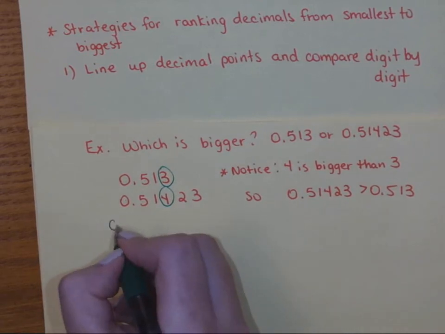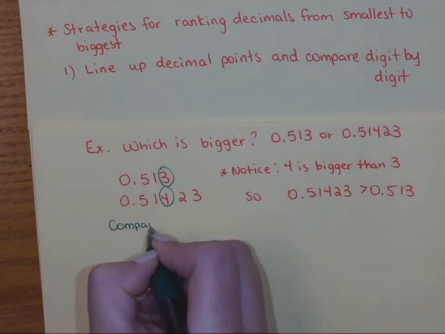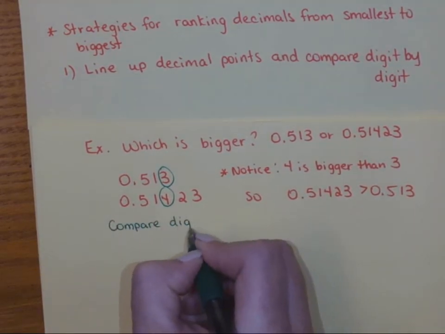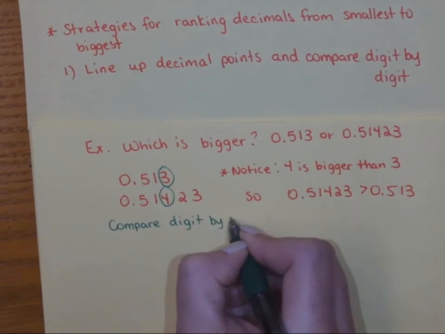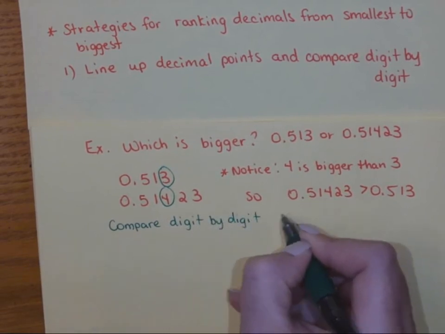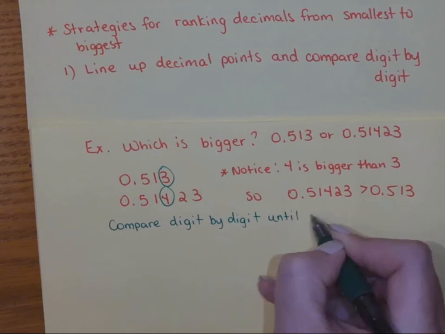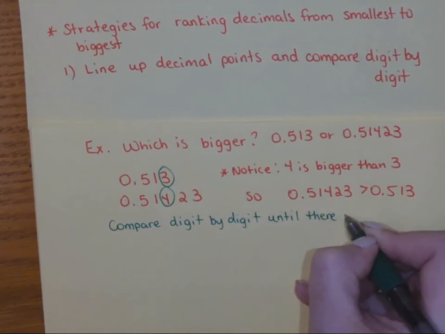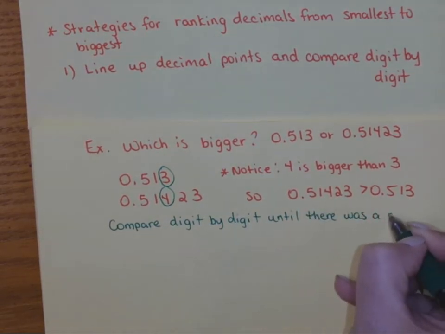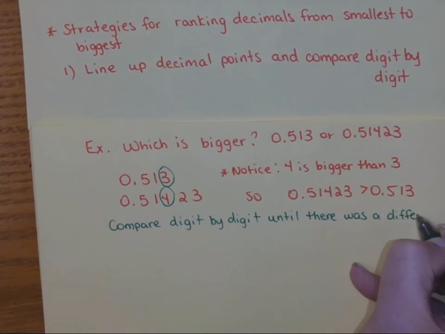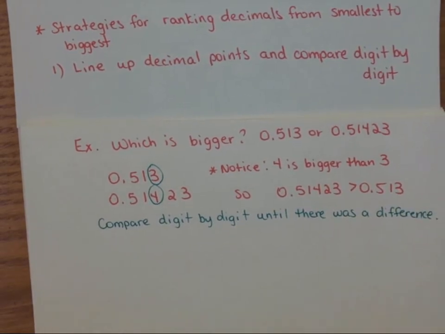Okay, so if I asked you to write notes on something like this, this is what you would say. We compared digit by digit until there was a difference. And as soon as there was a difference, we determined which one was bigger. Notice we didn't go to the end of the decimal. We didn't need to. Okay, we just go until we see a difference.